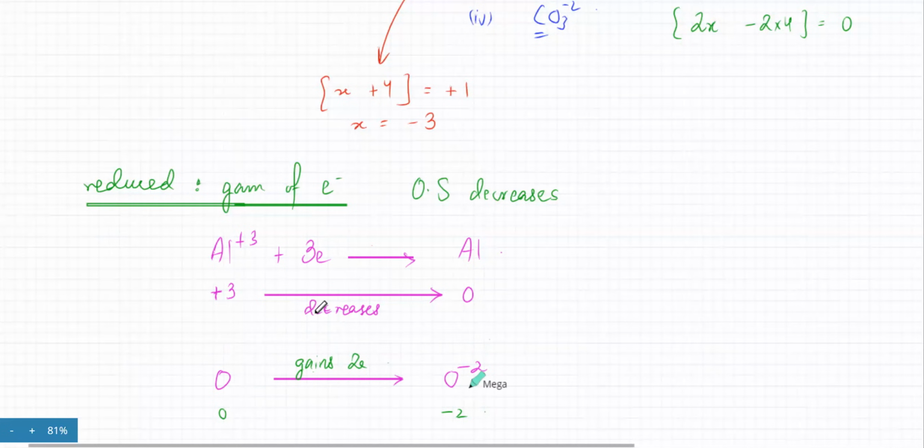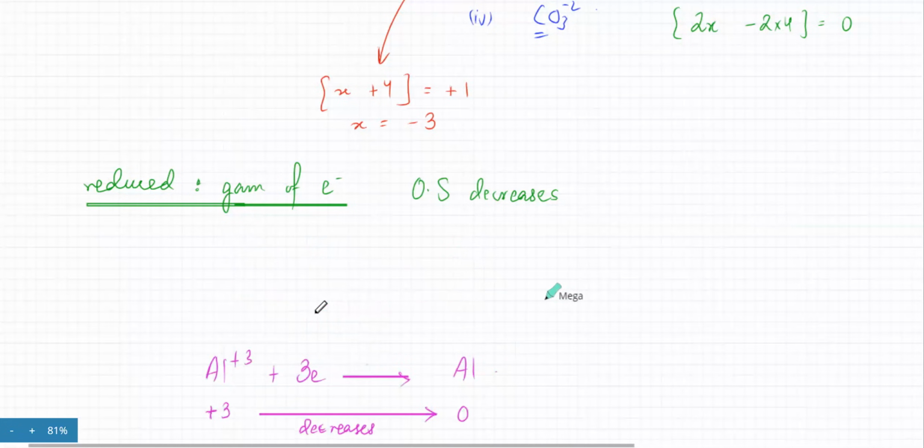So remember this. We're going to practice this. Let me write the other thing as well. When something is getting oxidized, which means that it loses electrons, there's a loss of electrons. The oxidation state increases. You become more positive, right?